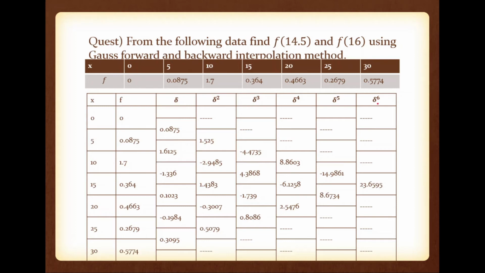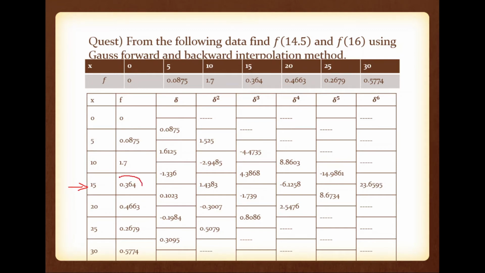Using this fifth central difference, we have to find the sixth central difference. That is 8.6734 minus minus 14.9861 is 23.6595. So what we are using for Gauss forward, first, what is the center data? We have 7 data points, 1, 2, 3, 4, 5, 6, 7. So the fourth data is x0. For Gauss forward, this is actually the Gauss forward central difference.